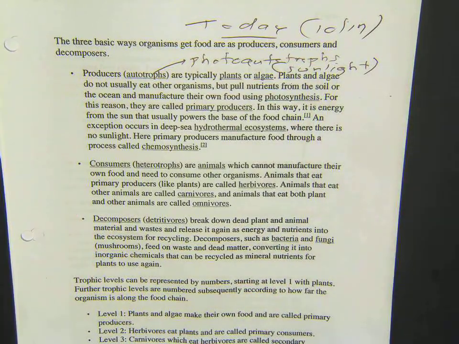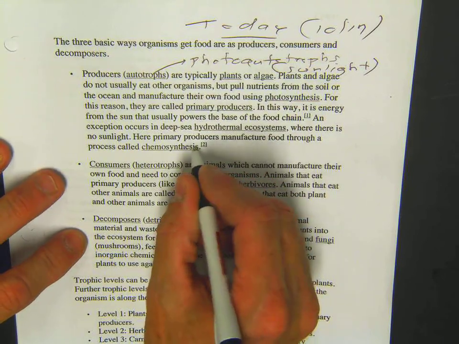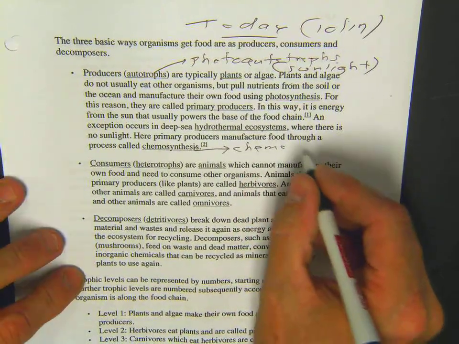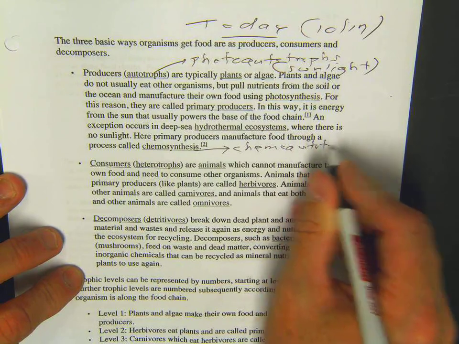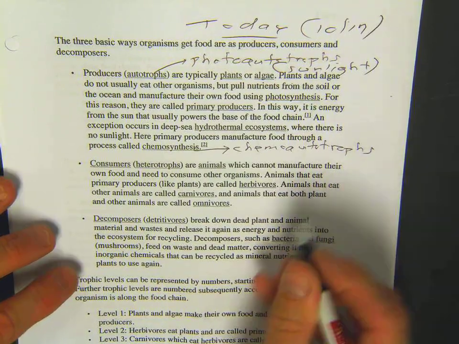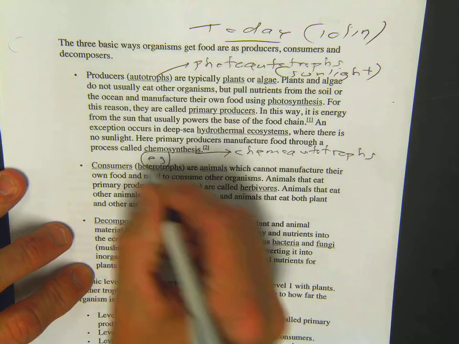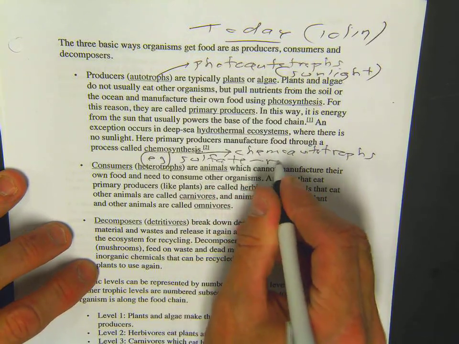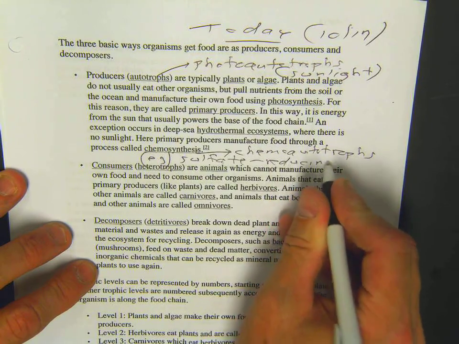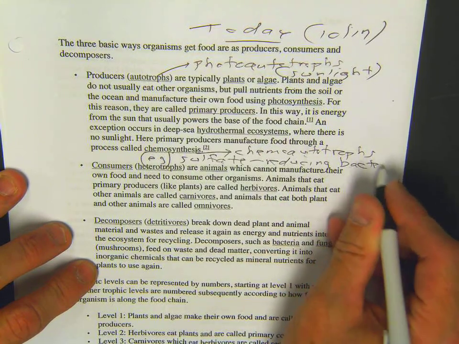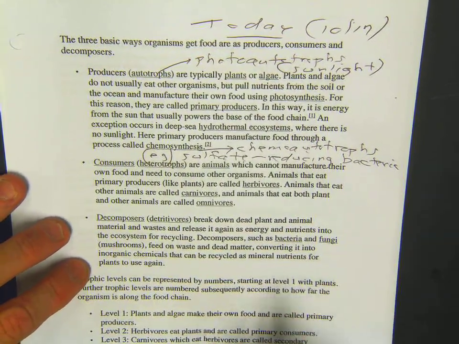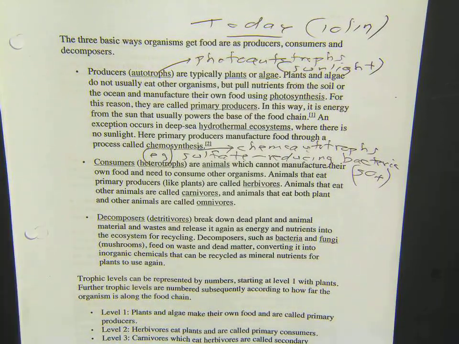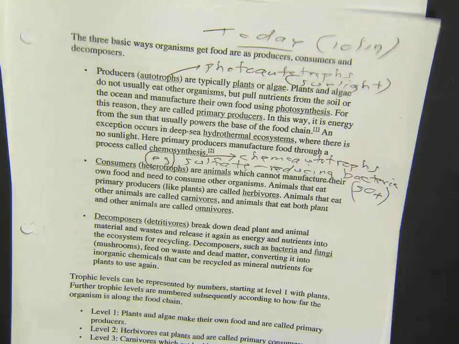And auto means they make their own food, okay? Photo would be exposure to light. If they don't have light, these would be called chemoautotrophs. An example, for example, sulfate reducing bacteria. Sulfate reducers will break that sulfate bond. These are called Desulfovibrio. You don't have to remember that, but you do have to remember sulfate reducing bacteria.